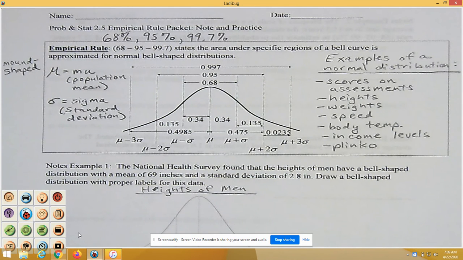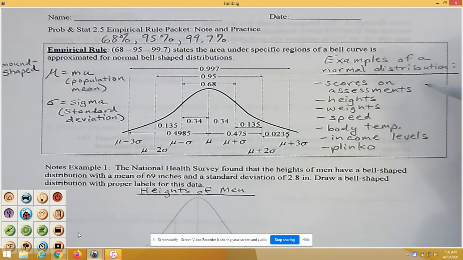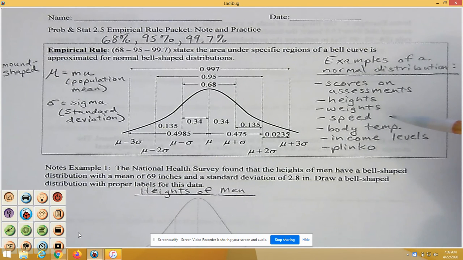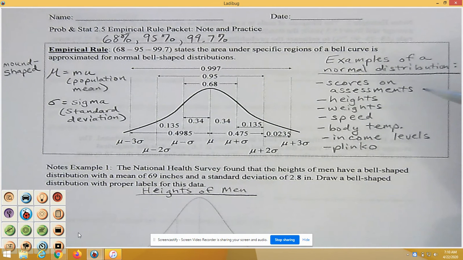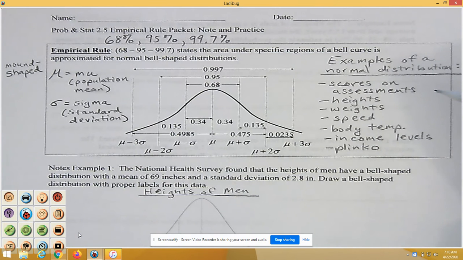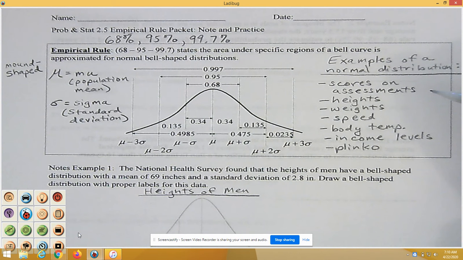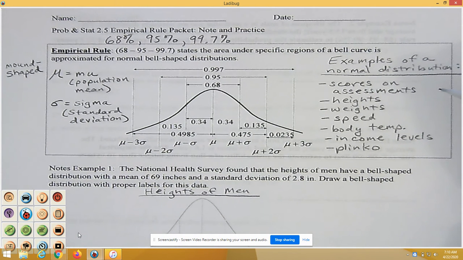Examples of a normal distribution occur for scores on assessments, heights, weights, speed, body temperature levels, and so on. When they talk about scores on assessments, they mean general scores in a classroom are often normal. We always look at the average score being in the middle, and then typically more scores above and then below, but particularly on standardized tests such as the SAT.